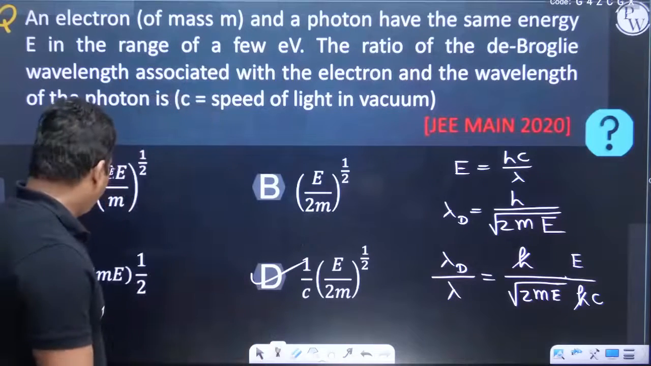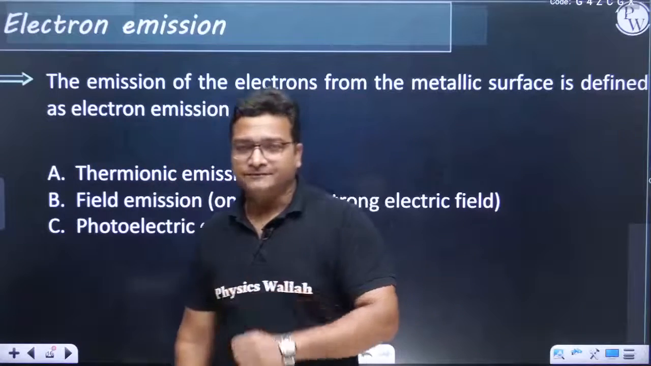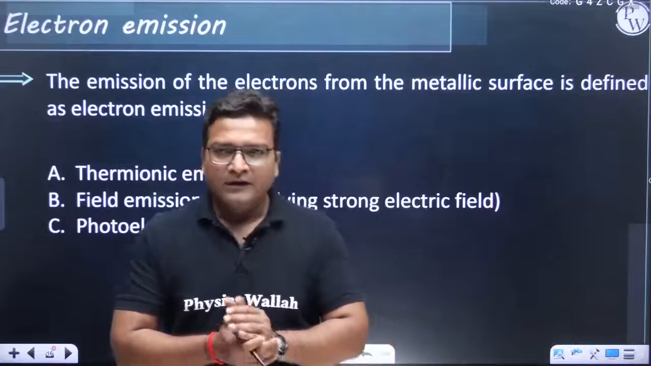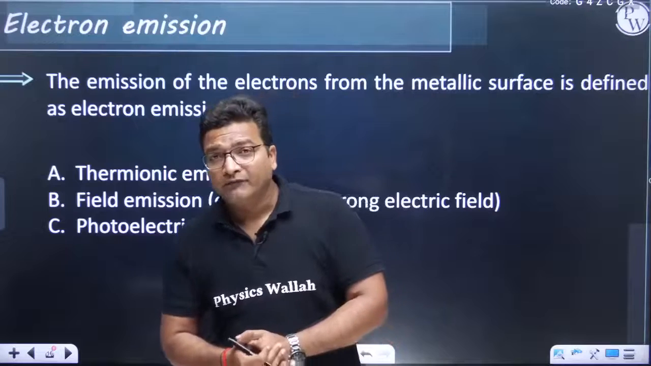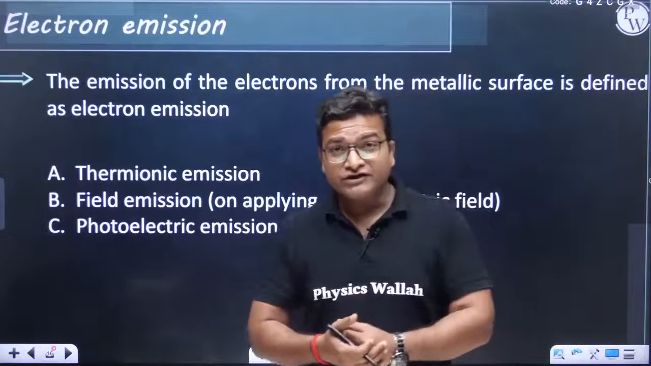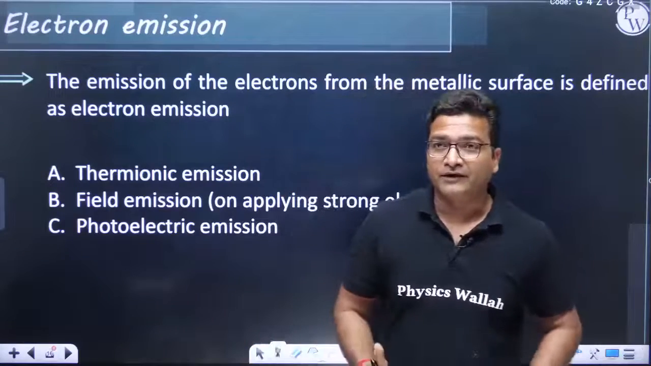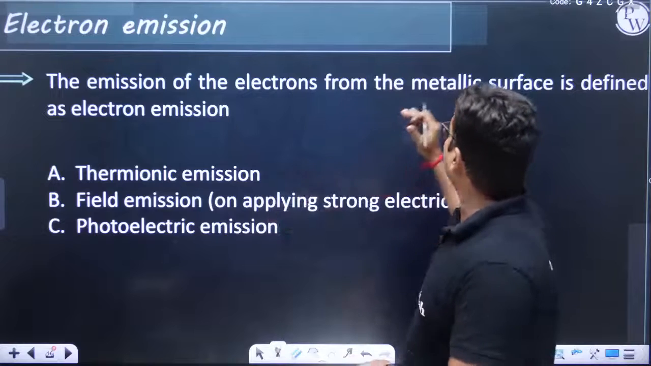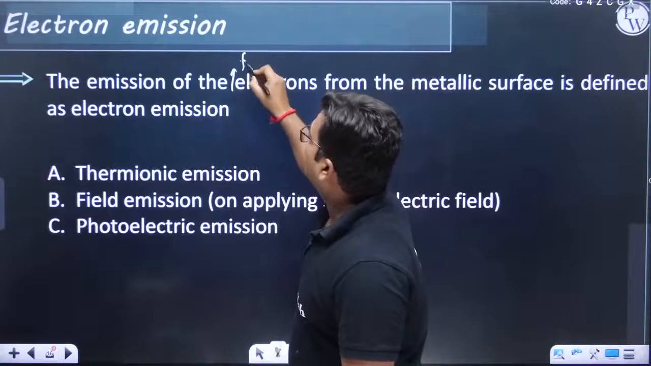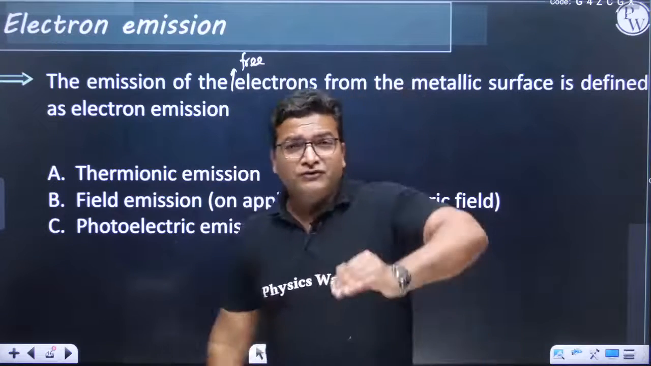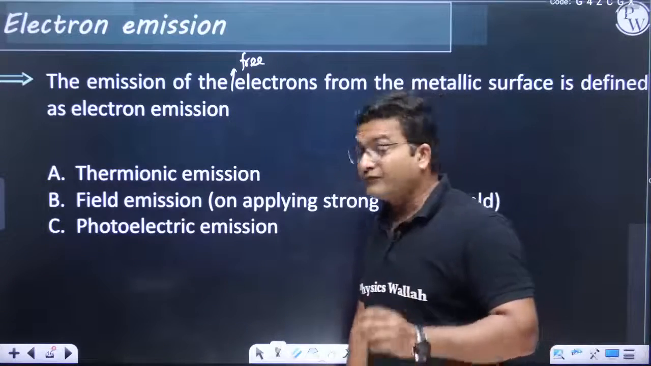Okay, let's move to the next concept, which is electron emission. Electron emission means simply the ejection or emission of electrons from obviously the metal surface. It is the ejection of free electrons actually, which move freely inside the volume of metals. So emission of the free electrons from the metallic surface is defined as electron emission. And there are three methods in which electrons are emitted from a metal surface.